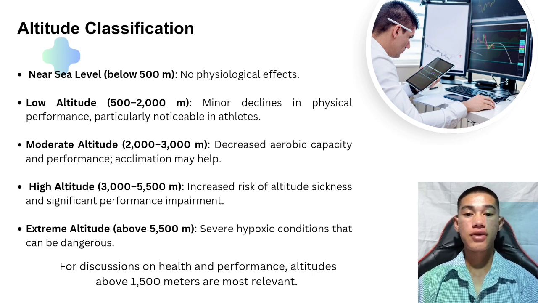And the last is extreme altitude, above 5500 meters. Severe hypoxia, even dangerous. For example, on Mount Everest, you can experience frostbite and anything that your body can't handle. For discussions on performance, we typically focus on altitudes above 1,500 meters.